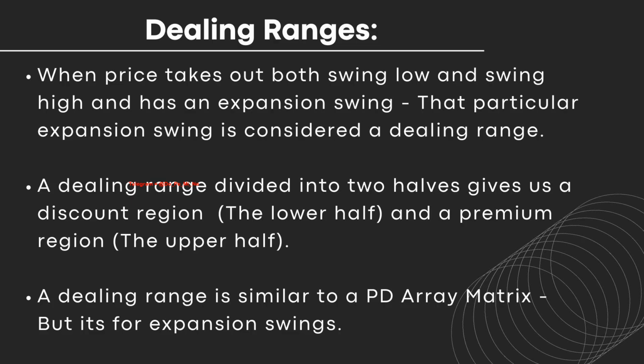Now, another thing about dealing ranges is that they are similar to PDRA matrices, or let's say they're a type of PDRA matrix. It's not just a typical type, though. It's a specific type of PDRA matrix for those swings which take out both swing low and swing high. That's what we call a dealing range, and when it is divided into two halves with premium and discount, it gives us a whole framework on the higher time frame which we can integrate with market profiles on the lower time frame.